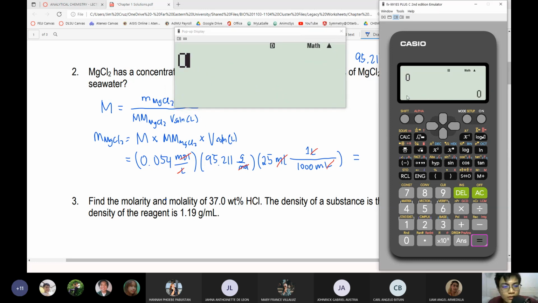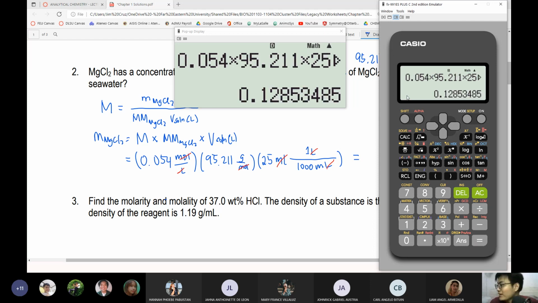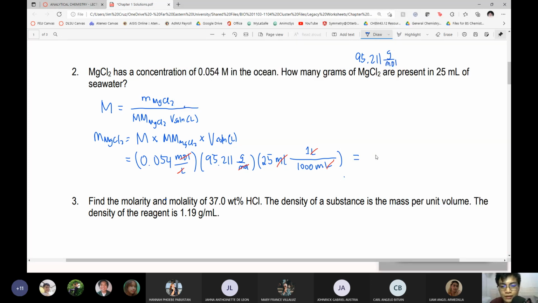Okay, 0.054 times 95.211 times 25 divided by 1,000. Okay. 0.1285. Ang dami ding magnesium sa salt water kaya ang alat eh. Mass yan, so pwedeng 4 decimal places na lang, okay? 0.1285. Okay, so ganun lang ka-easy. Dali-dali na.